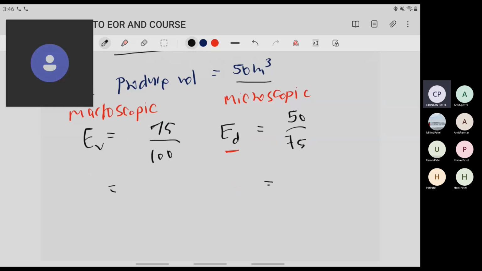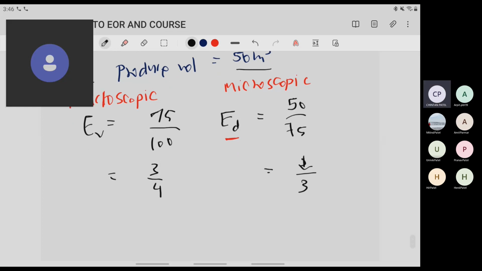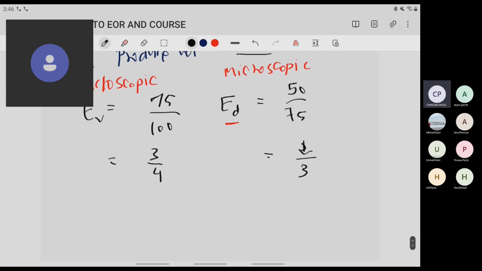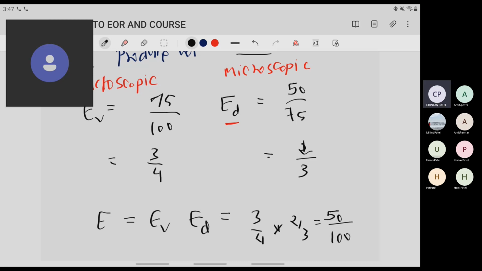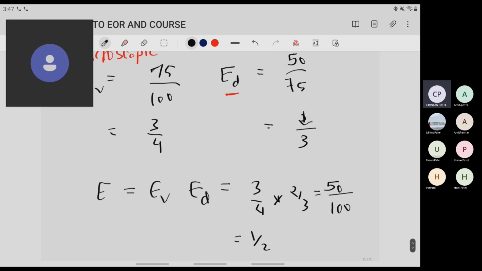Okay, so this is the intuition behind these two efficiencies. Later on, we will calculate directly using the formula, but you should know what it actually means. Then you can understand the actual formula. This is simply 3/4, and this is simply 2/3. And overall efficiency, I don't think there is any notation, simply E. We can represent it as EV and ED. It is simply 3/4 into 2/3 is equal to 50/100. Correct? And this value is at most 1 in all cases.